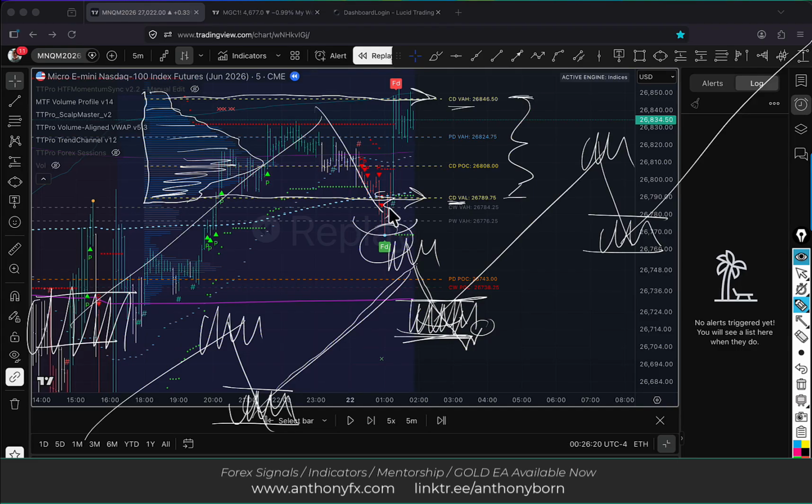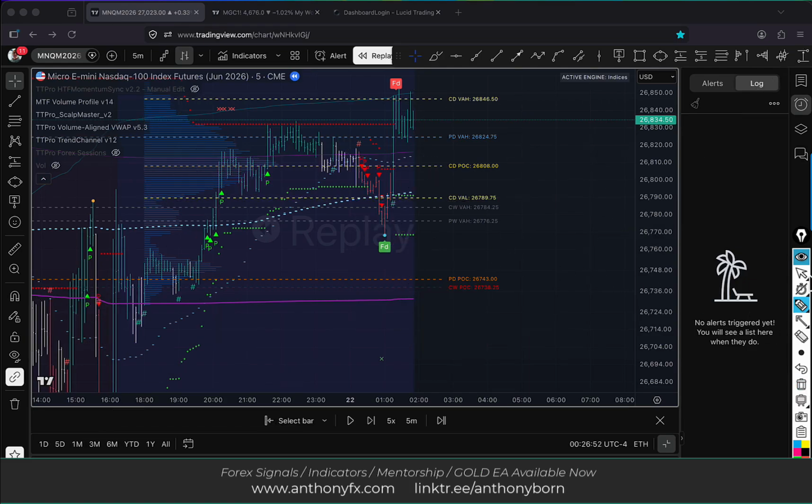When you break under it and you break back into it, this is called fading a value area, fading the volume profile. This is really powerful. What's happening is it's pulling back and it breaks under, runs liquidity, then you get in right there. This is getting in right at the bottom of the trend, guys. So this is your entry point.